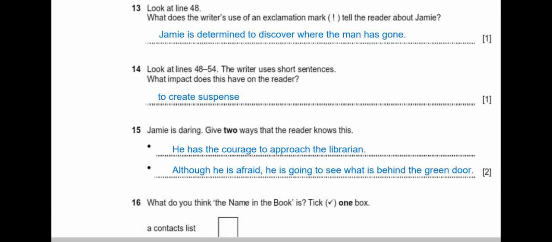Question 16, what do you think the name in the book is? Is it a contact list, a password, a book title, a name of a town? So from the reading, we can conclude that it's not a contact list, or a book title, because three men cannot borrow the same one book, and it's not the name of a town, so it must be a password, the name in the book. So that will be our answer.